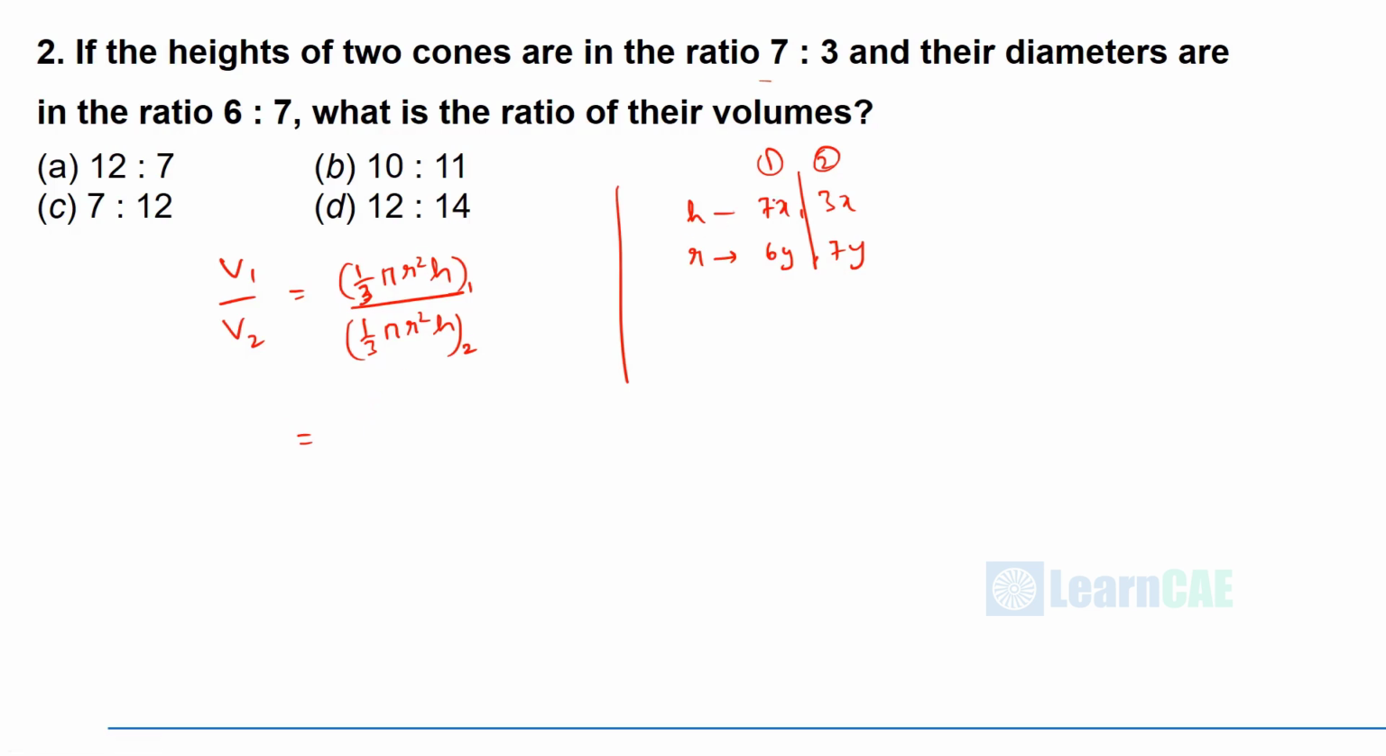R square for the first one will be 6y whole square into h. H is 7x. Divided by r square for the second one is 7y square into height is 3x. So it is 6 into 6 into 7 divided by 7 into 7 into 3. We can cancel. This will be 2. So the answer will be totally 2 is to 7. Answer is A.